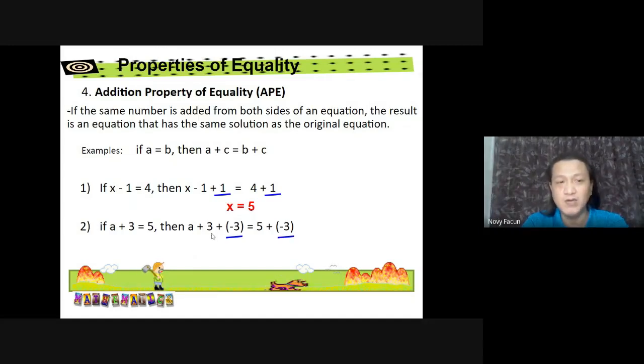Kaya pag sinimplify ko yan, magiging 0 na yung 3 plus negative 3. So, dito sa kabila, sa right, 5 plus negative 3, pwede natin sabihin na 5 minus 3. Kaya ang sagot diyan ay A equals 2 na lang. Okay, matitira na lang si A doon, naging 0 na kasi yung 3 minus 3 mo. Okay, that is addition property of equality.